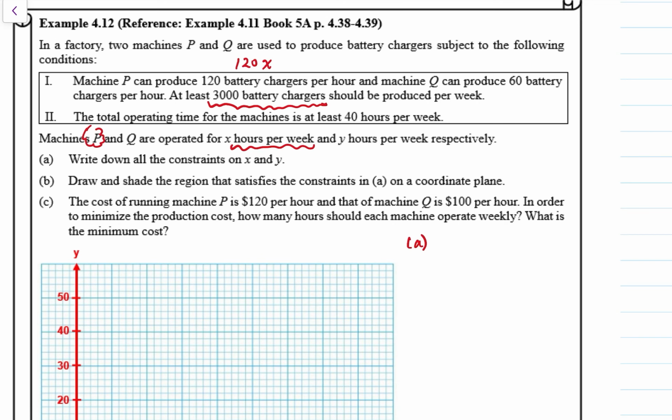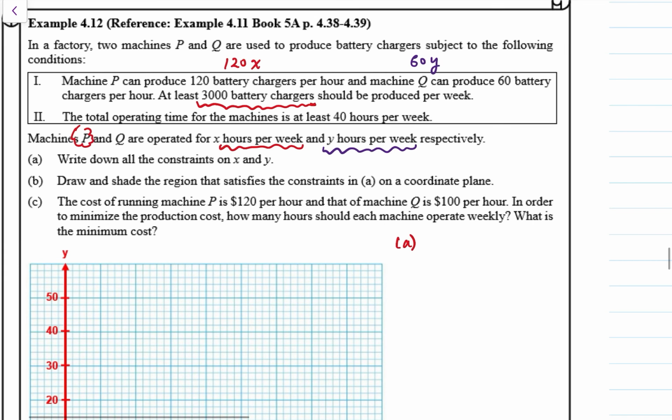And for machine Q, it operates for Y hours per week. And machine Q can produce 60 battery charges per hour. So that would give us 60Y. And in total, we need at least 3,000 battery charges. So we can add them up, and we need at least 3,000. That would give us the first constraint.